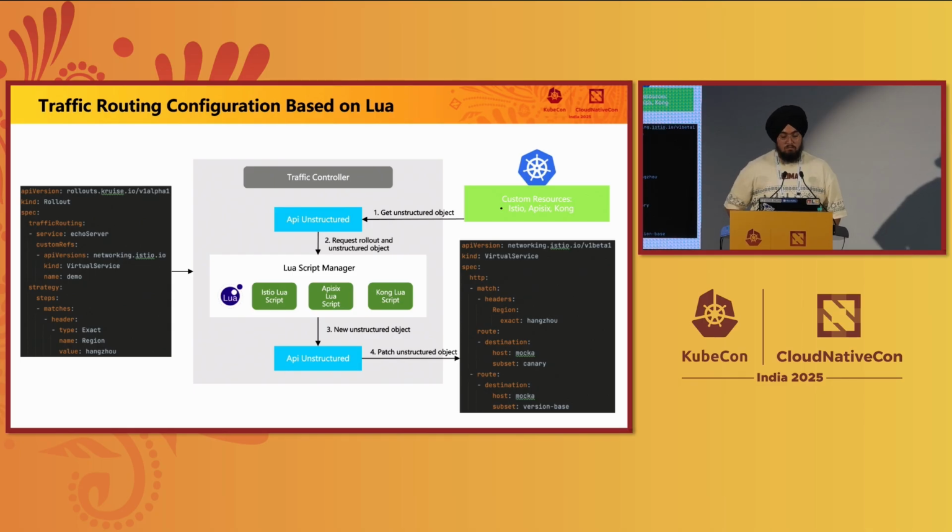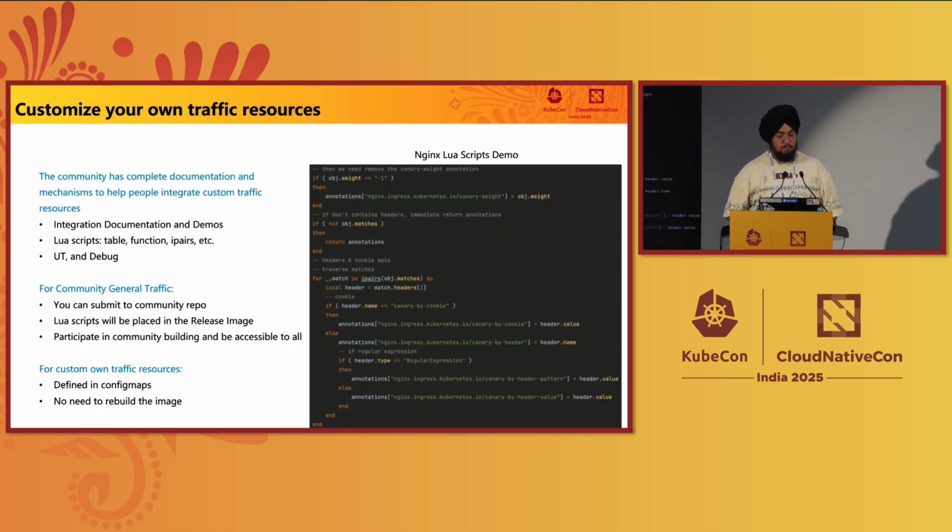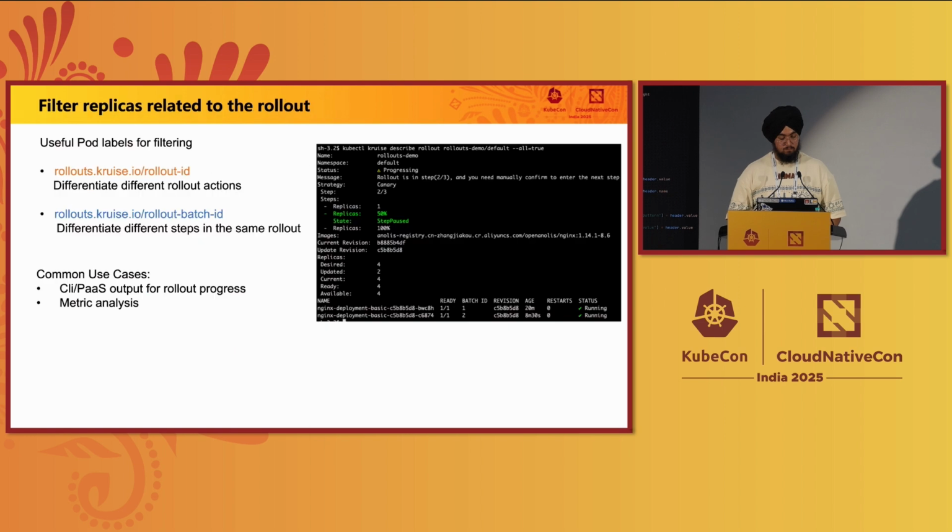Kruise Rollout also supports using Gateway APIs to configure traffic routing, and one can also use the corresponding Gateway API implementation for specific gateway resources. However, implementing a full-blown gateway system is hard. So you could use Lua scripting, and one could manipulate arbitrary gateway resources for traffic routing only and avoid the complexity of introducing Gateway APIs. And what's next? Okay, so this is an example of the Nginx Lua script demo, right? We have a lot of demos out there provided by the community as well. You could see that in our community repo.